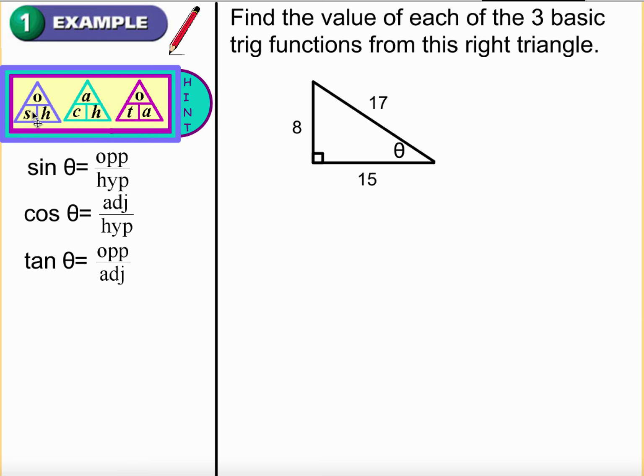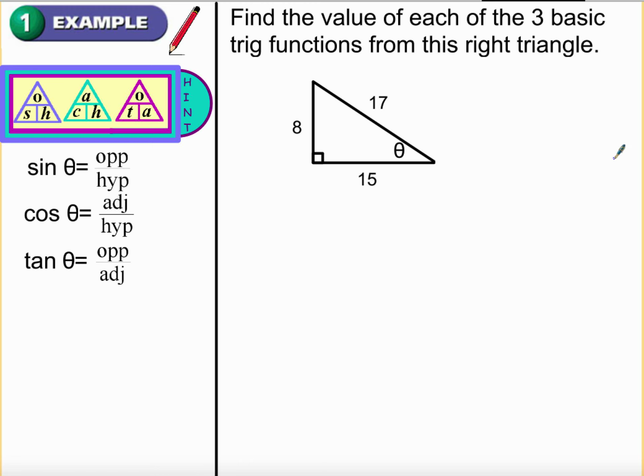So, because sine is the opposite over hypotenuse, so because cosine is the adjacent divided by the hypotenuse, and TOA because tangent is the opposite divided by the adjacent. So for our first example here, we're just going to find the value of each of the three basic trig functions from this right triangle.